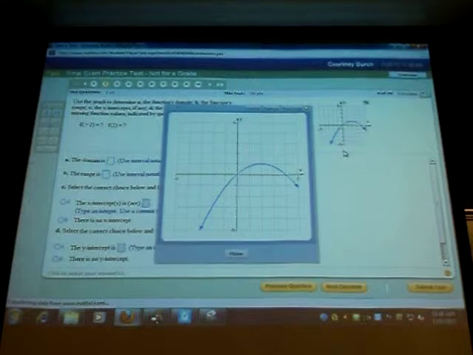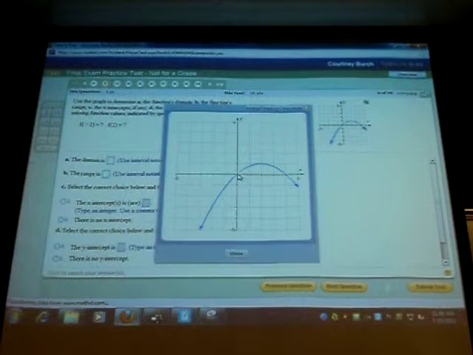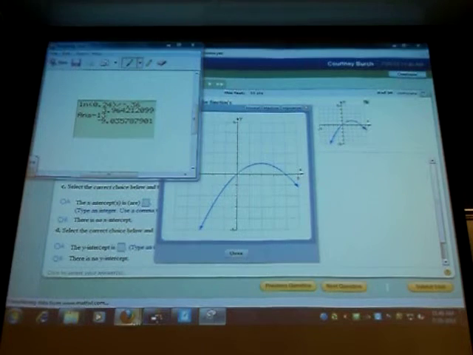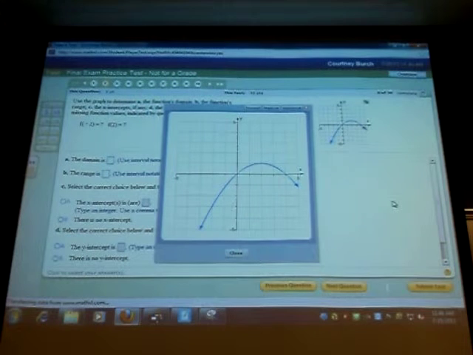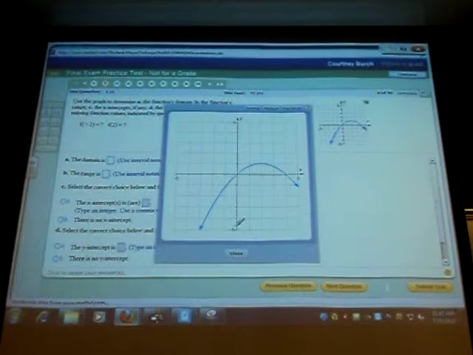Domain means what x values can it have? So you guys said 0 to infinity? Is negative infinity to positive infinity. The range is negative infinity to 1. But hold on for a second. I heard somebody say 0 to infinity. I heard 0 to 4. We have different graphs. Okay?